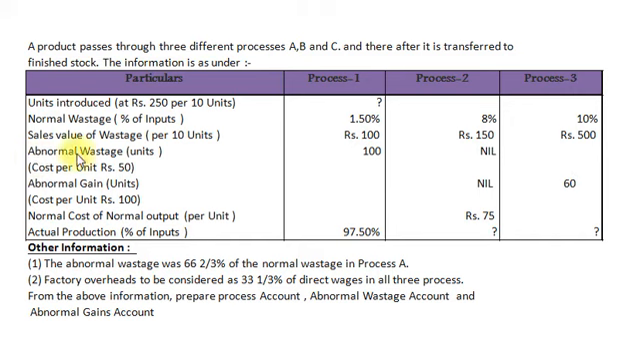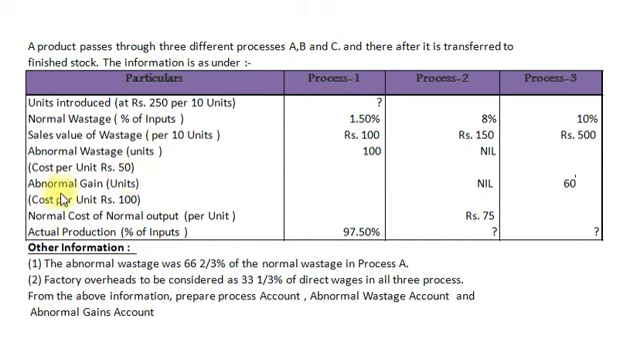Then we are given abnormal wastage units 100, nil and no information. Cost per unit is 50. My dear students, try to understand. Cost per unit of abnormal wastage is equal to cost of our actual output is equal to cost of normal output. It means cost of normal output is equal to cost of actual output is equal to cost of abnormal wastage is equal to rupees 50. So rupees 50 will be applied for all three.